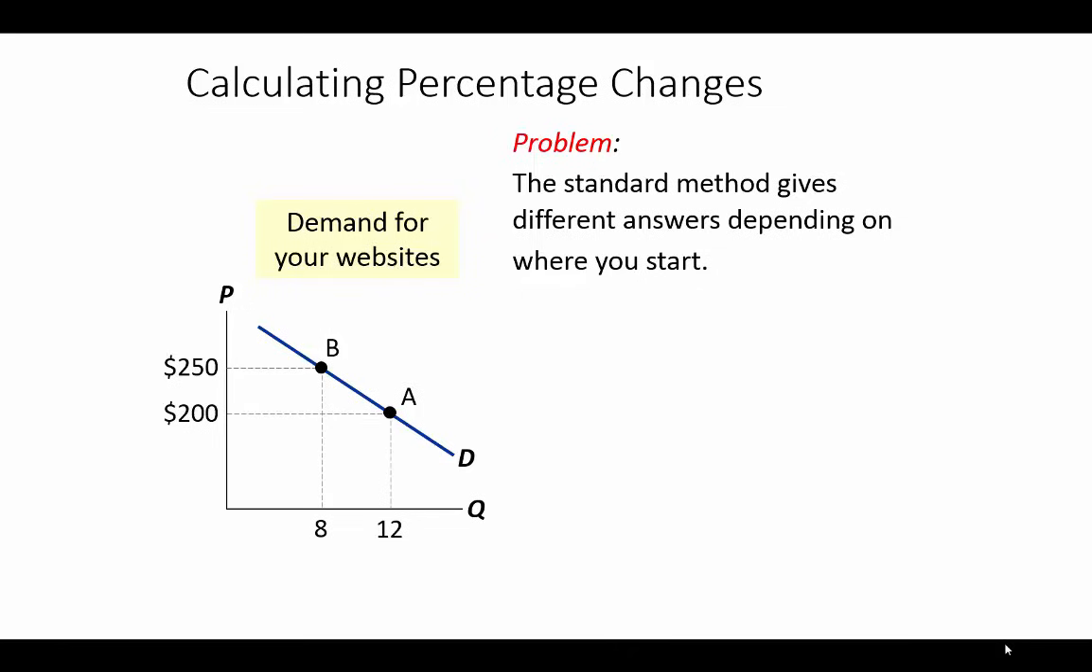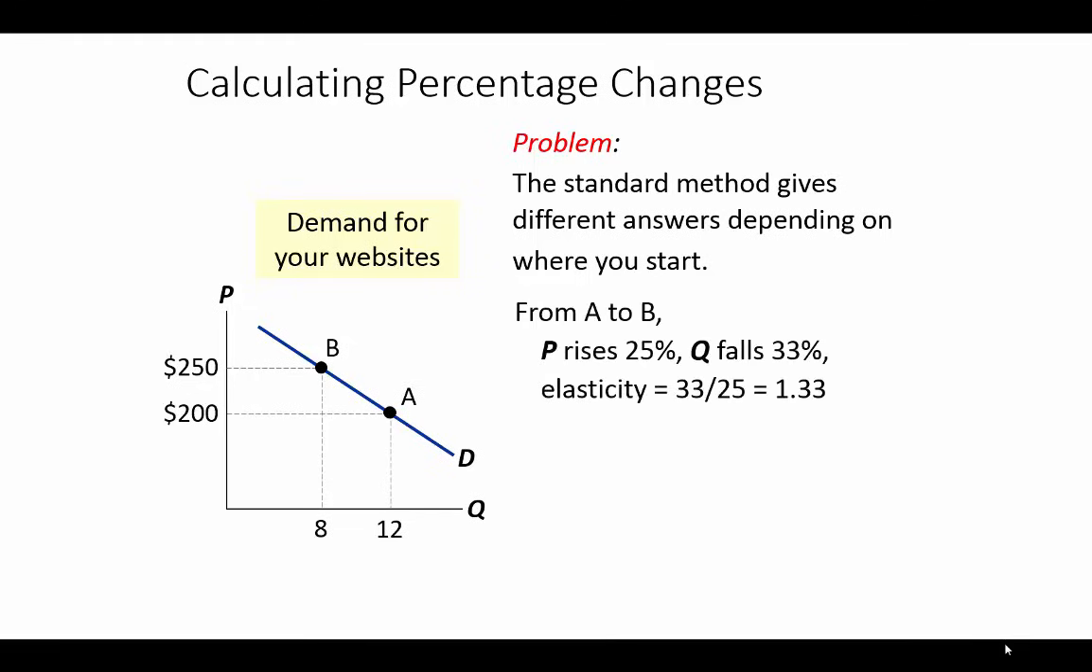If we start at A and the price goes up, we'll get one set of percentages. But if we start at B and have the price go down and the quantity up, we'll get a different set of percentages. Specifically, if the price is rising from 200 to 250, that would be a change of 50 divided by the base of 200, so that's a plus 25% increase in price. Quantity is going from 12 to 8, that's a change of 4 divided by the base of 12, so that's minus 33. So our elasticity in that case is 1.3, which we would label as elastic because the elasticity coefficient is greater than 1.